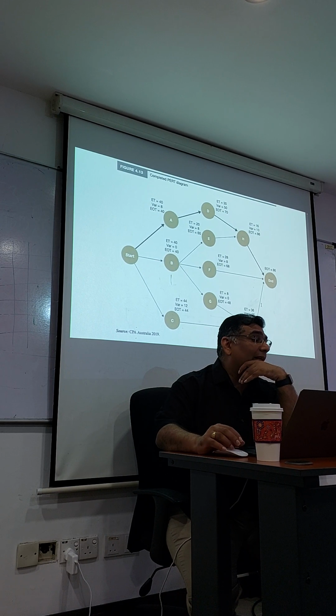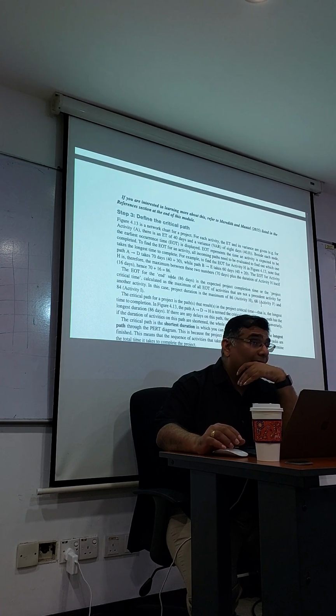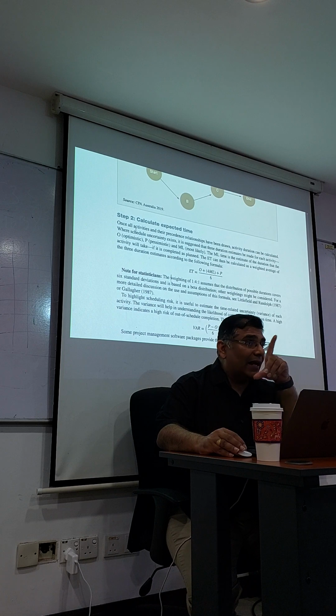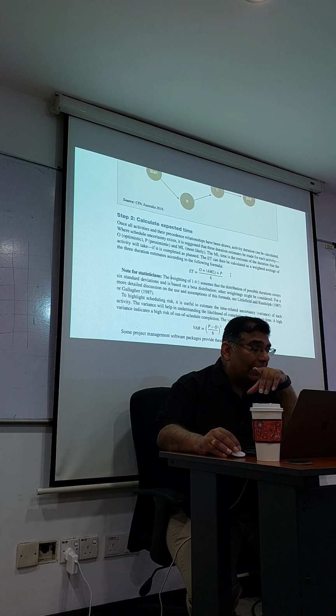So let me just explain the diagram here, okay? So here, you need to calculate expected time, ET. Okay, how to calculate expected time? Expected time is based on OPML. You kind of weight it. Expected time is 1 optimistic time, 1 pessimistic time, 4 most likely time. Does that make sense? Divide by 6, you will get your expected time.